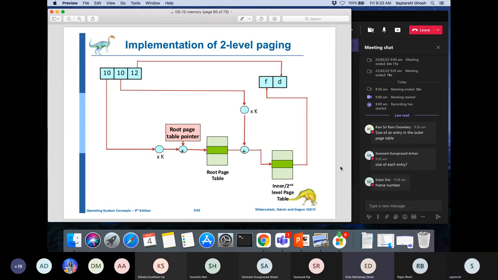Fine. So till now, all of our discussion was about a 32-bit logical address space. So this kind of worked.